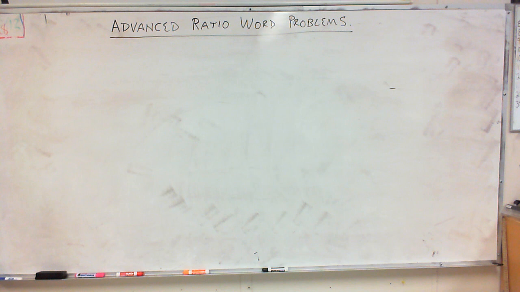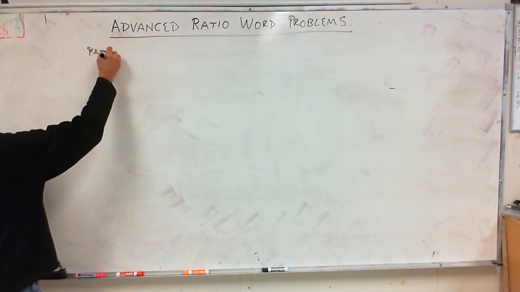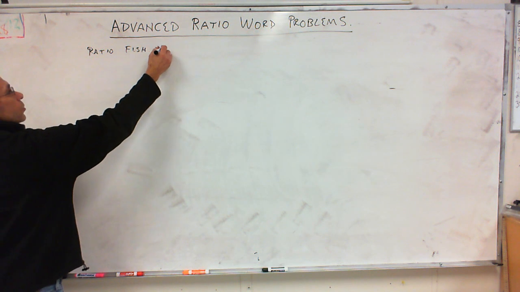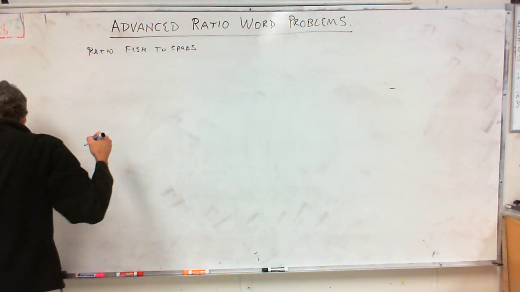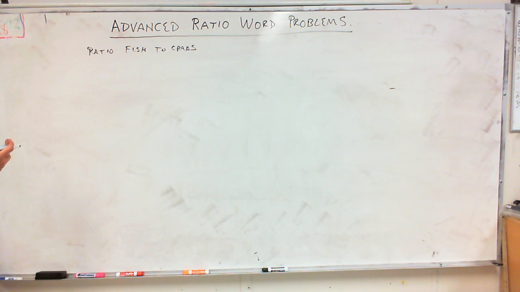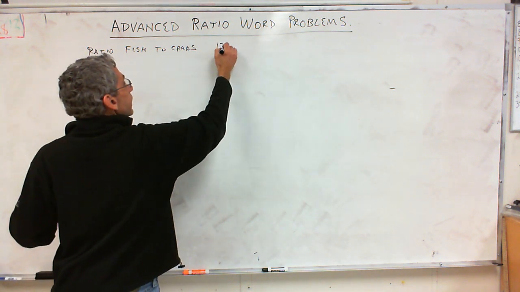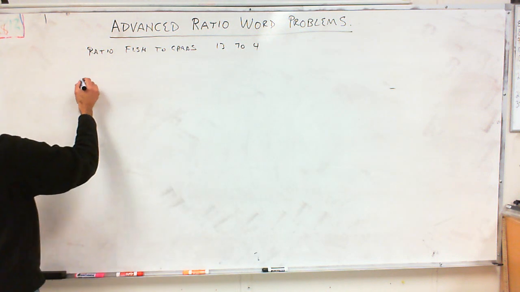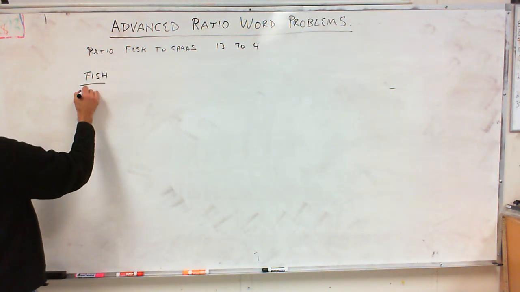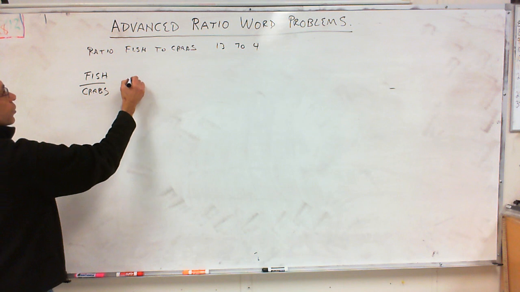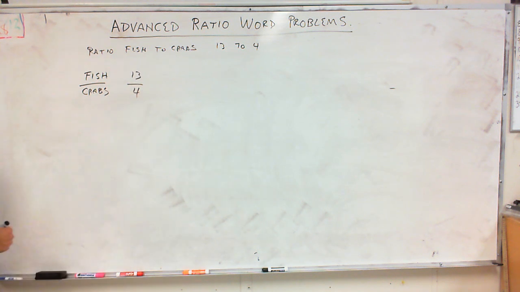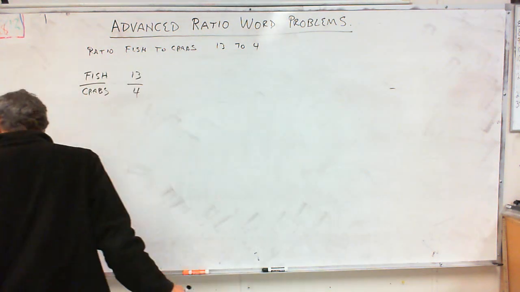Okay, the ratio of fish to crabs in the sea cave was 13 to 4. Okay, so I'm going to write fish over crabs. And it's 13 to 4. And it says, if there are 119 fish and crabs, both fish and crabs, in the sea cave, how many were fish?